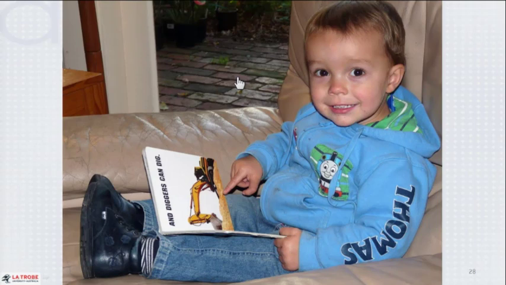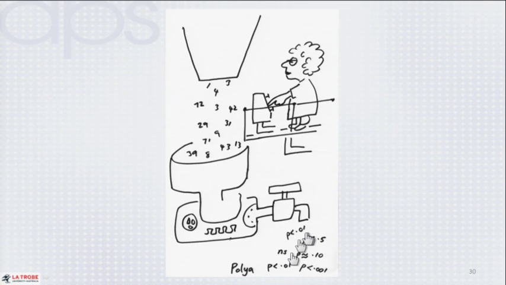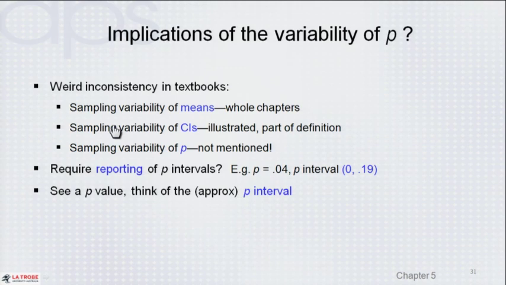I'll rush on. So this is what we're doing in our science often, crunching numbers and coming out with p-values. The trouble is that they tell us very little. The implications of this variability of p. Well, textbooks have lots about sampling variability of means and confidence intervals, but I have yet to find one that even mentions variability of p. Perhaps we should require people, when they report a p-value, to tell us the interval.